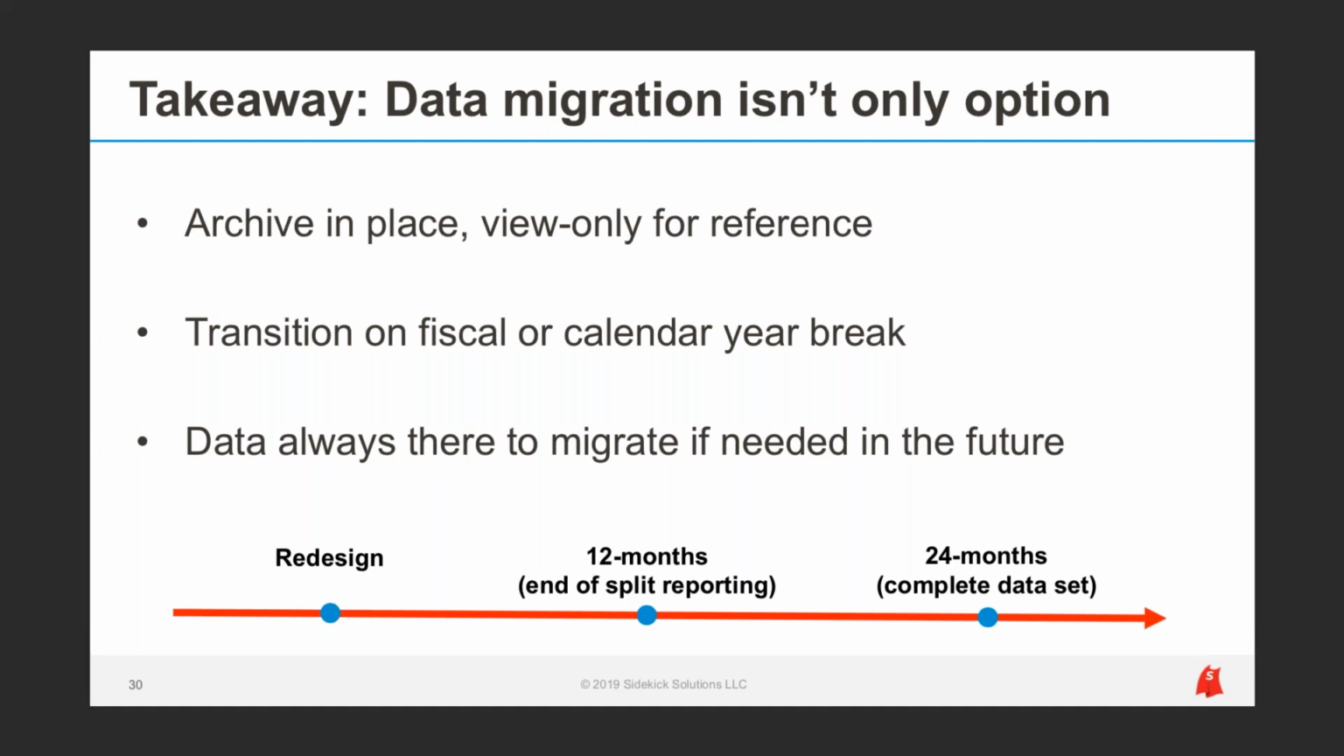However, with some exploration, we usually learn that total data migration isn't needed. The best strategy here is to consider a transition on a calendar year or fiscal year break. Then you just cope with the split reporting for a short-term period, maybe 1 or 2 years. It's going to lower the cost of your redesign, and it's also going to shorten the timeline for redesign.